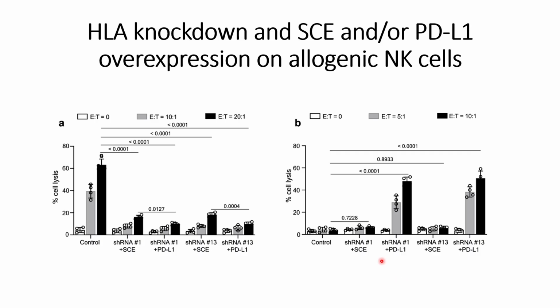And so here, the results for the HLA knockdown alone are not shown. The results with the combination of either SCE or PD-L1 are shown. So when PD-L1 is overexpressed, they see more cell lysis, indicating that PD-L1 overexpression causes more cell lysis, or immunogenic effect, by the host T cells against the allogenic NK cells. So the best combination right now seems to be the HLA knockdown with SCE overexpression.